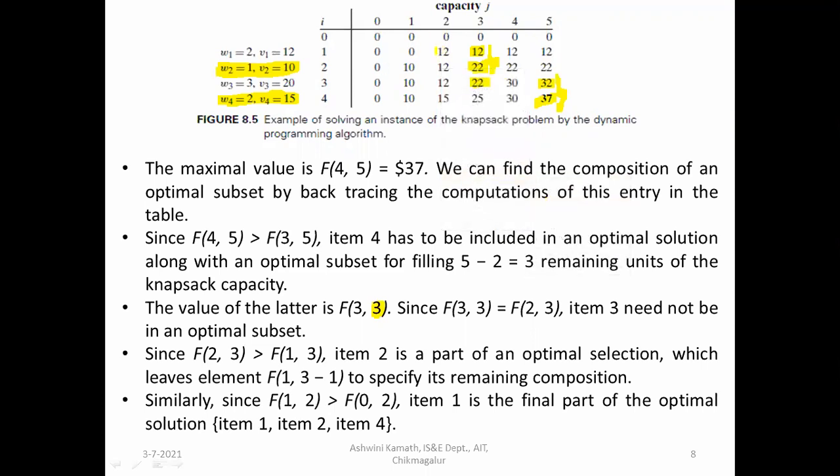What is f of 1 comma 2? It is 12. What is f of 0 comma 2? It is 0. Again, these two are not equal, and f of 1 comma 2 is greater than f of 0 comma 2. So item 1 is included in the knapsack. The final optimal solution is item 1, item 2 and item 4. Add these values: 10 plus 12 is 22, 22 plus 15 is equal to 37. That is the maximum profit we have earned from this problem.